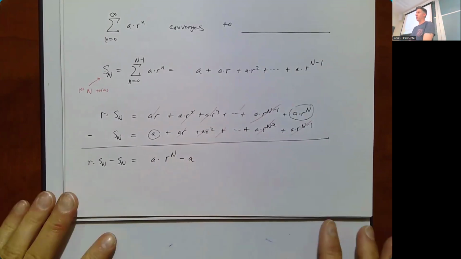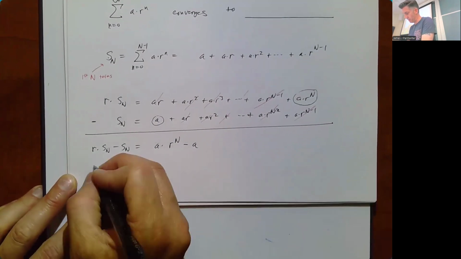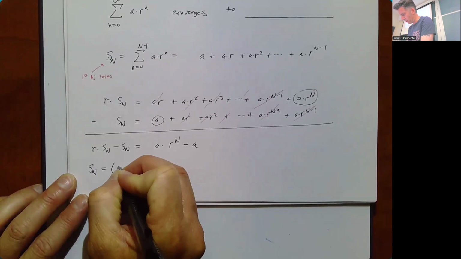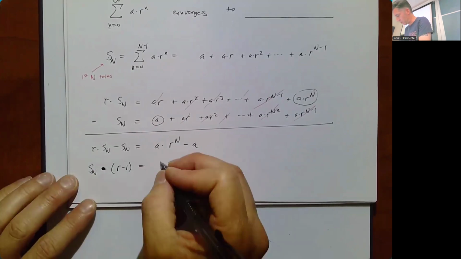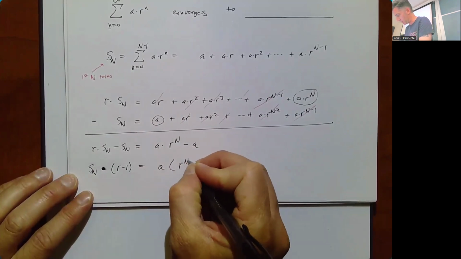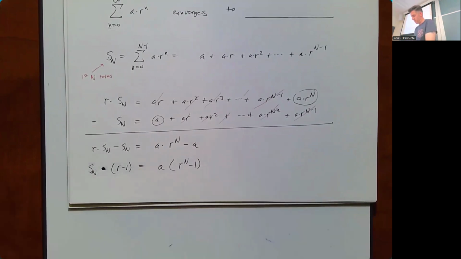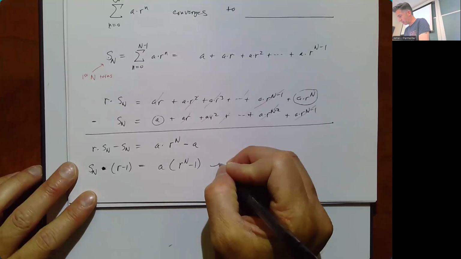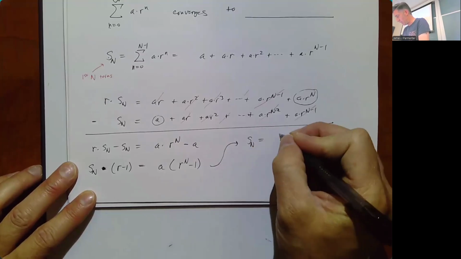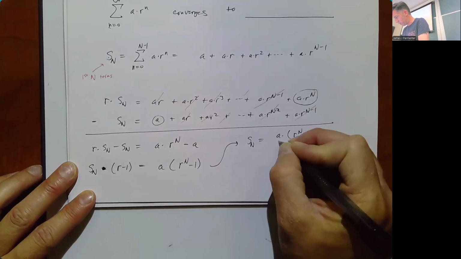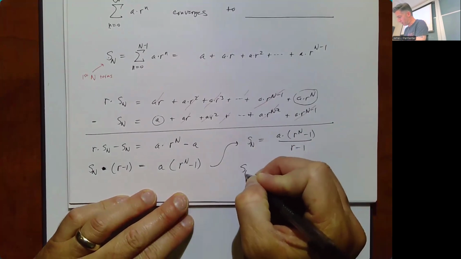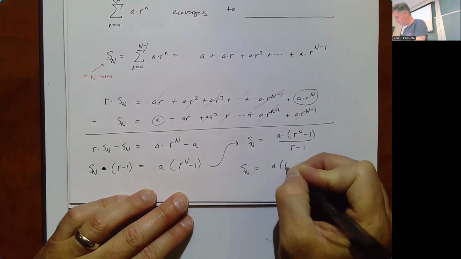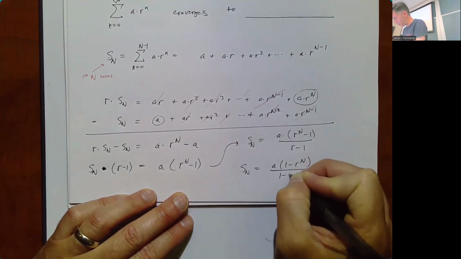And now just a little bit of algebra allows us to find the nth partial sum. So factor out the Sn here. So Sn times r minus 1 is equal to, factor out the a times r to the n minus 1. And I think I've written this in kind of a backwards way. We'll fix it. So then we're going to solve for Sn and get that the nth partial sum is equal to a times r to the n minus 1 over r minus 1. And yeah, that is written in a backwards way. The more standard way of writing this is to multiply top and bottom by -1 and write it as a times 1 minus r to the n over 1 minus r.